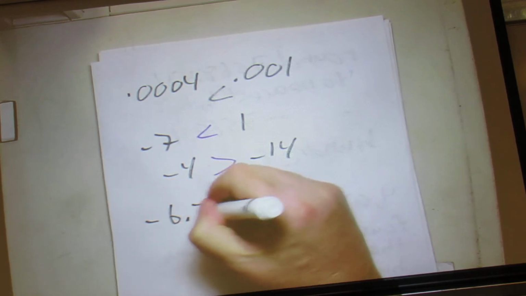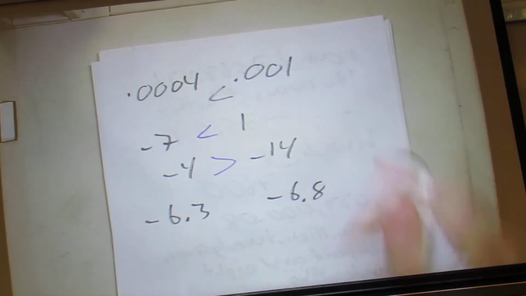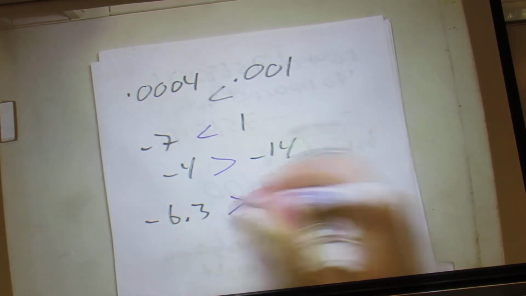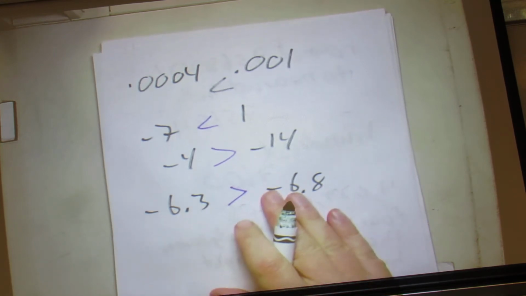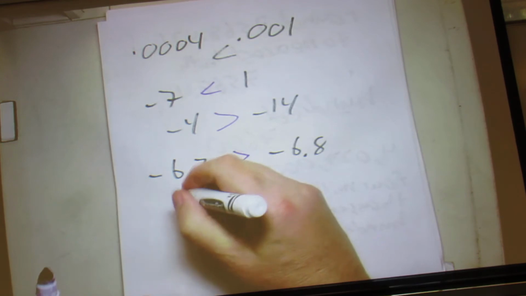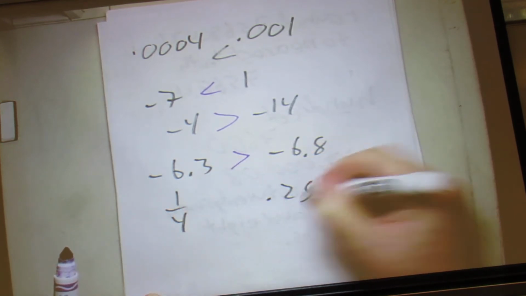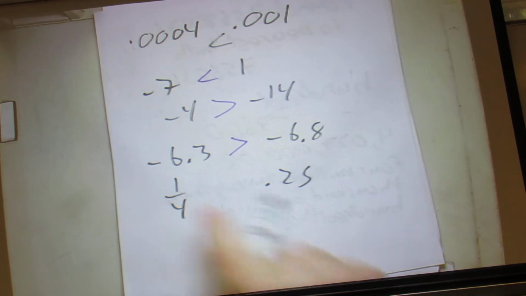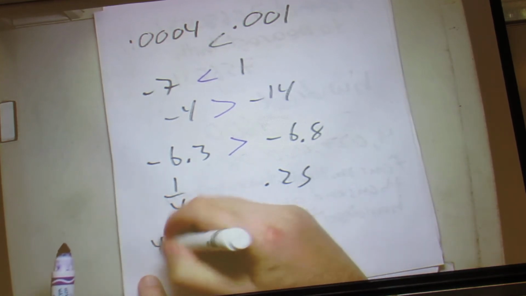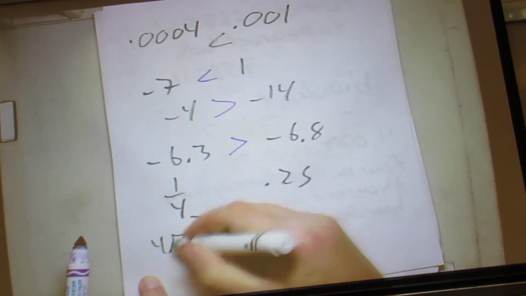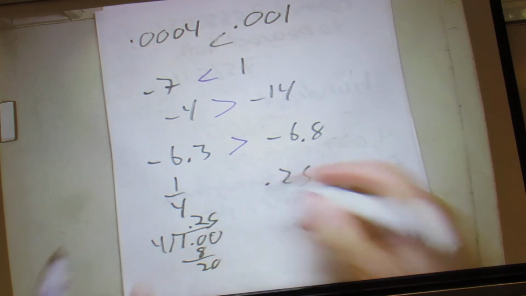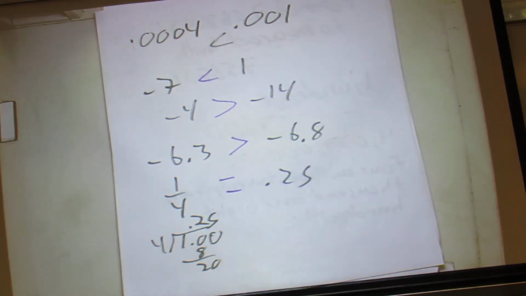If we have negative 6.3 and negative 6.8, again, when we have negative numbers, the one that's smaller is actually a bigger number. So it's the one that has the absolute value that's smaller. And then let's say that we have a mixed one, 1 over 4 and 0.25. The easiest way to do this is change the fraction to a decimal. So 4 goes into 1, 2, 8, 2, 0, 5. So these two would be equal.